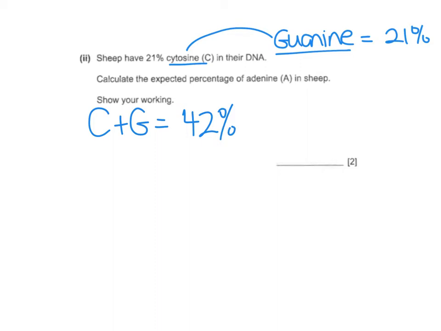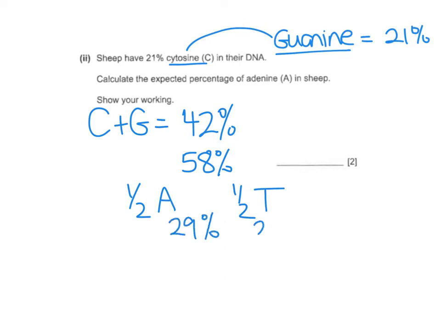What are we left with? So if we take 42 away from 100, we're left with 58%. And half of that will be adenine and half will be thymine. So half of 58, should be able to do that in your head. That's 29% is adenine and 29% is thymine. So your answer, and what percentage of adenine is there? 29%.